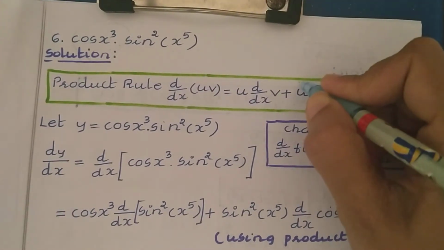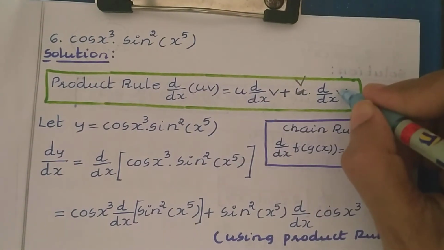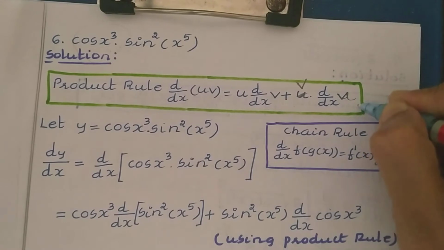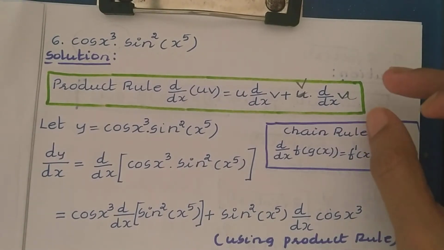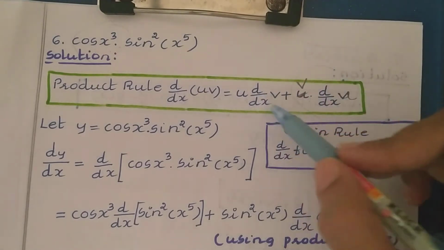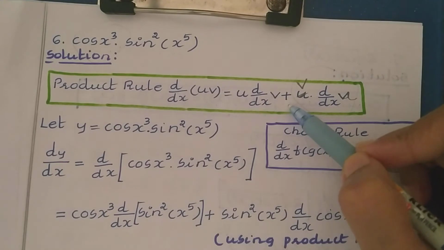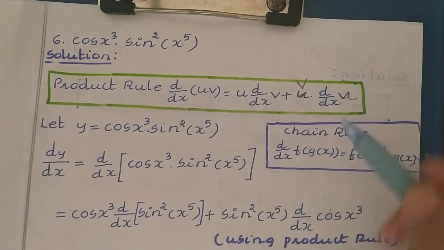See here this should be v. Write the second function as it is and then find the derivative of the first function. So this is the product rule. Even you can interchange this. You can write this term first and this term second. That also you can do because here there is a plus sign. So this product rule we have to apply now.